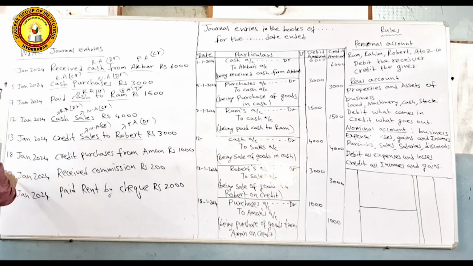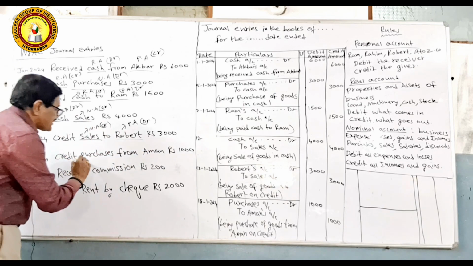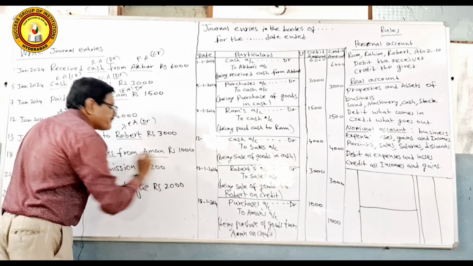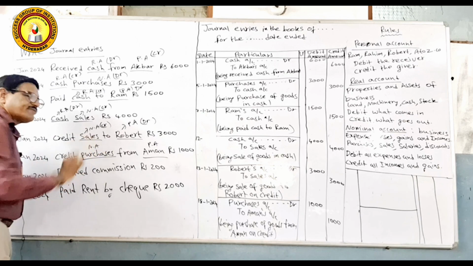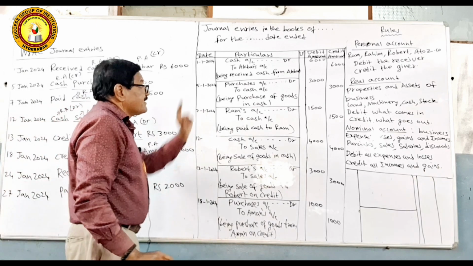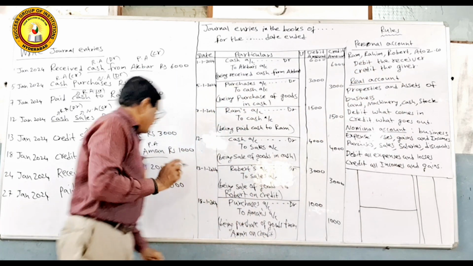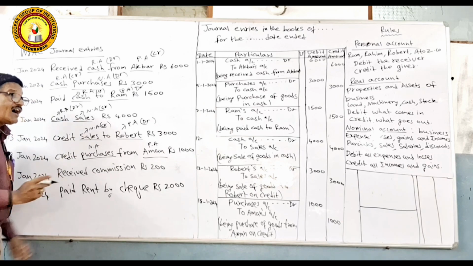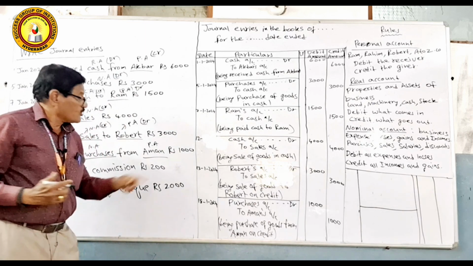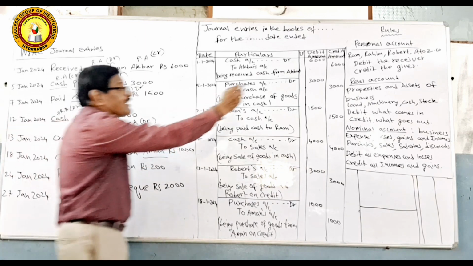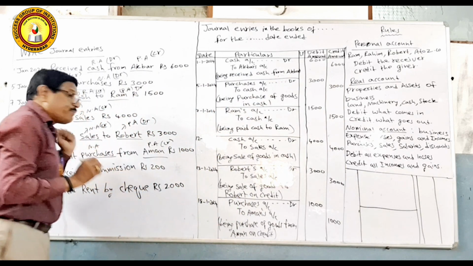Then, Jan 18th, credit purchases from Aman. Here purchases and Aman: Aman comes under personal account, purchases come under nominal account. The rule clearly states that when a name comes, personal account, debit the receiver, credit the giver. When we are buying goods on credit, Aman is giving us, we are receiving. So, credit the giver as per the personal account. This is credit.